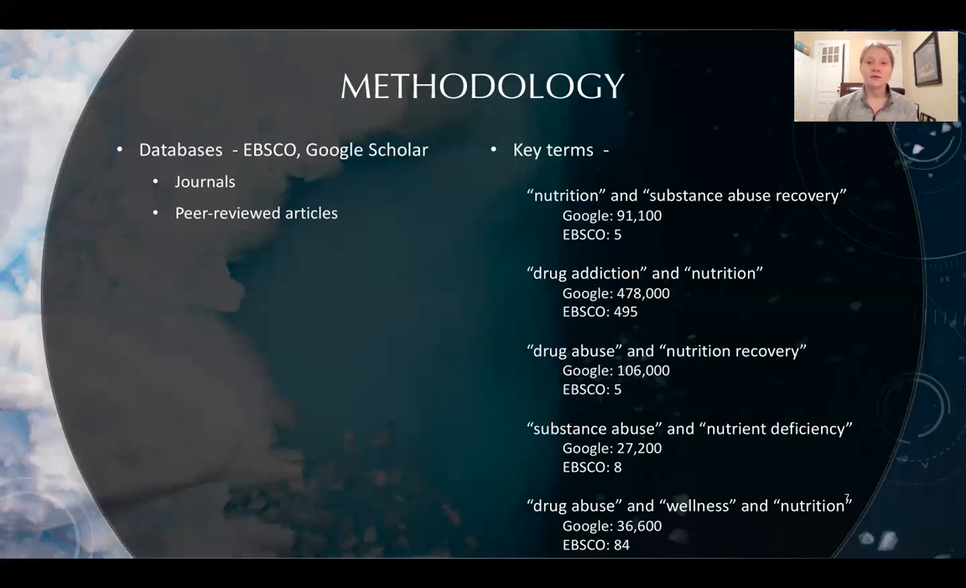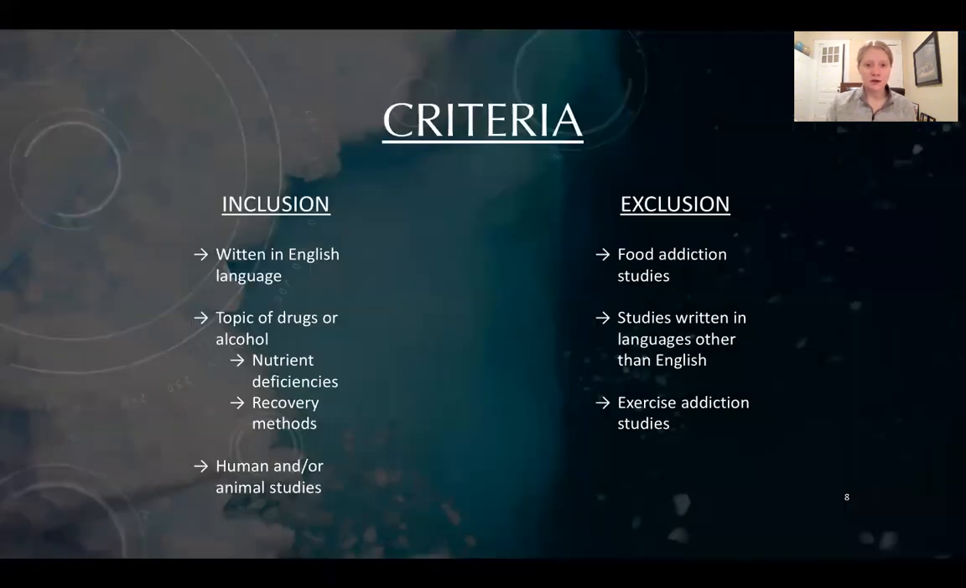So that was great. And I also searched the terms drug abuse and nutrition recovery, yielding 106,000 Google Scholar results and 5 EBSCO results. When typing in substance abuse and nutrition or nutrient deficiency, I was able to receive 27,200 results from Google Scholar, as well as 8 results from EBSCO. And finally, I typed in 3 key terms for the last one, those being drug abuse, wellness, and nutrition. This yielded from Google Scholar 36,600 results and 84 results from EBSCO. And my studies still needed to be narrowed, so that leads me to discuss my inclusion and exclusion criteria.